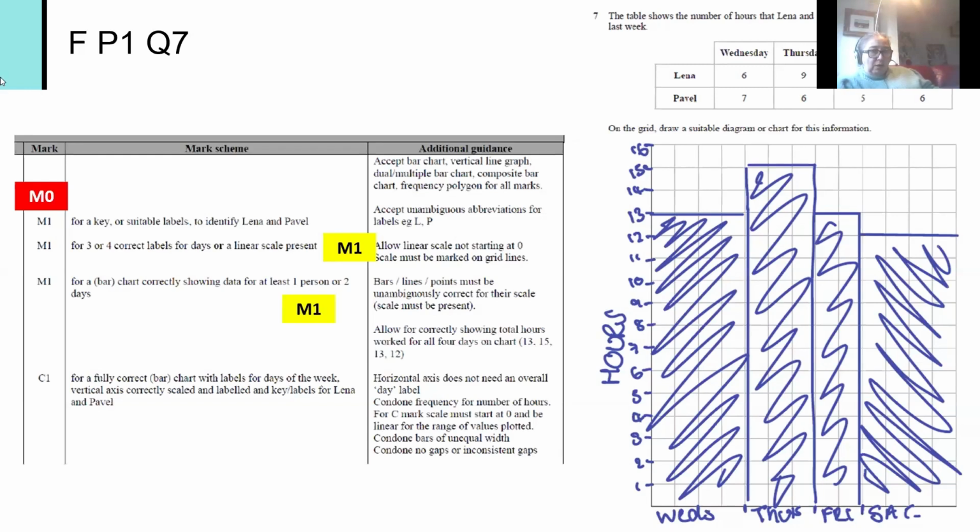So they got M0, C0, the other two, it is there, M1 and M1. So they got 2 marks. There's still plenty of marks available for students. Again, you might choose to do something different.